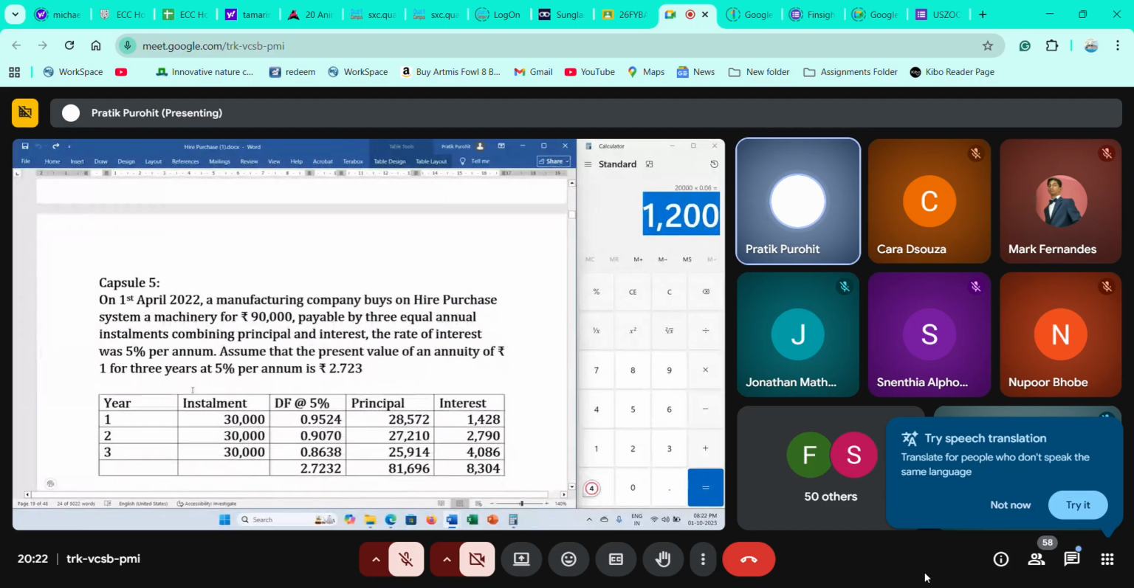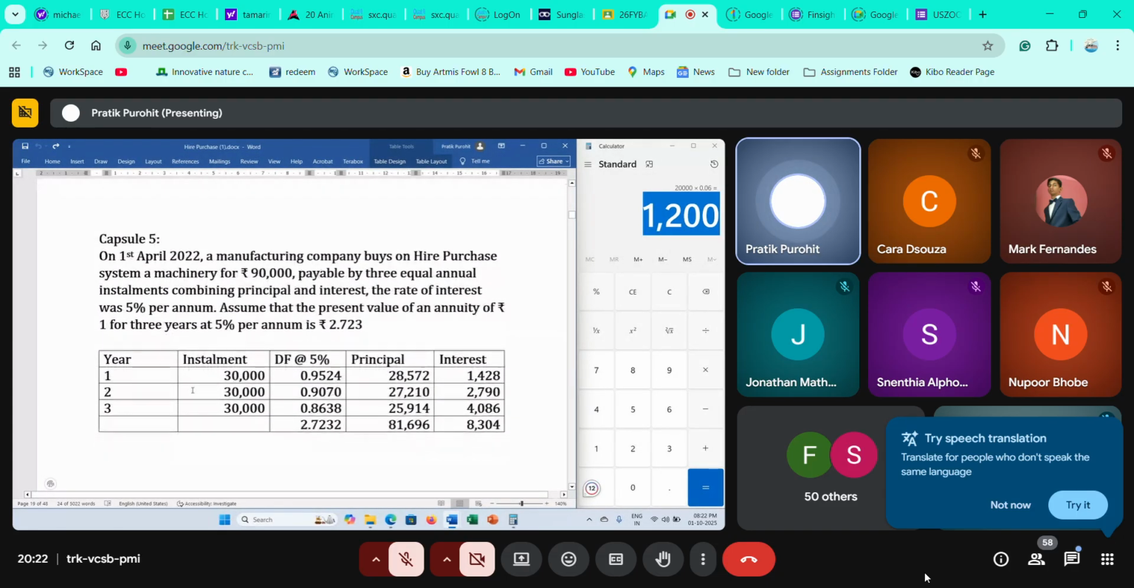So let's see this problem first. This is on the basis of the annuity method. But remember, this is the problem where you have equal installments. Okay. So when it is equal installment, what is happening? Let us read this question properly.